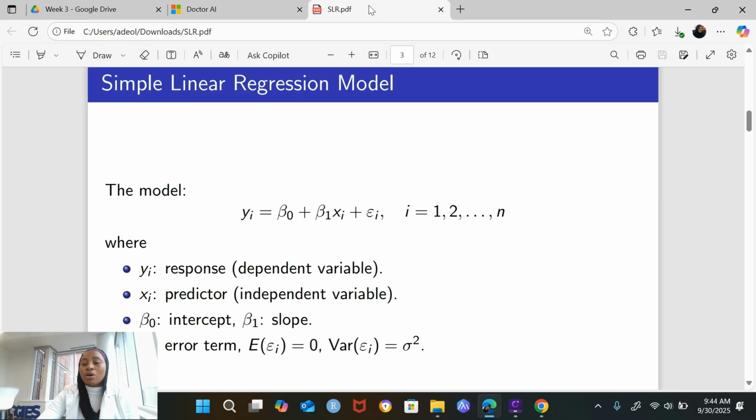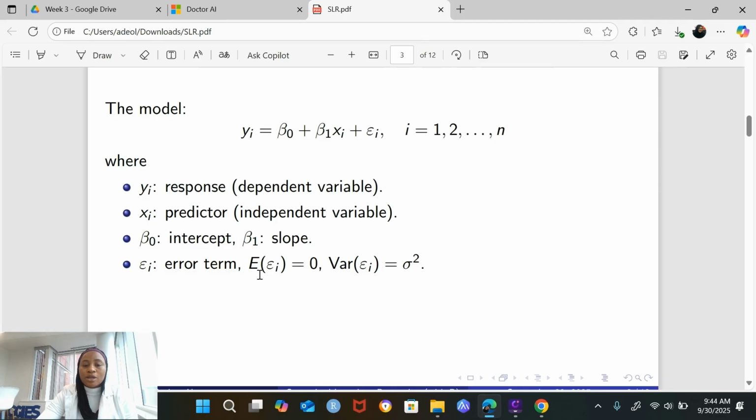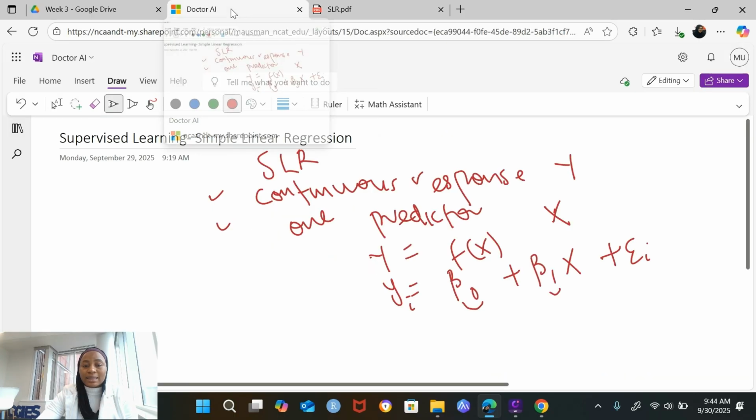Okay. And then of course our i comes from 1 to n. It depends on the total number of observations. So that's what we have just said here. What you see here is talking about the assumptions of the error term. And if you remember, one of the major assumptions of the error term is about the mean of the error.